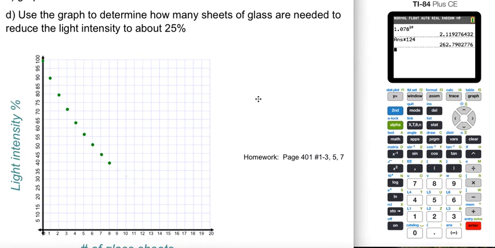So there's 2 ways we can do this. One way is to simply continue the trend. Okay, so put a line and just the best you can keep that same curve going. Okay, and then we can look at this line to see when it's at 25%, which is at about 12 sheets of glass.